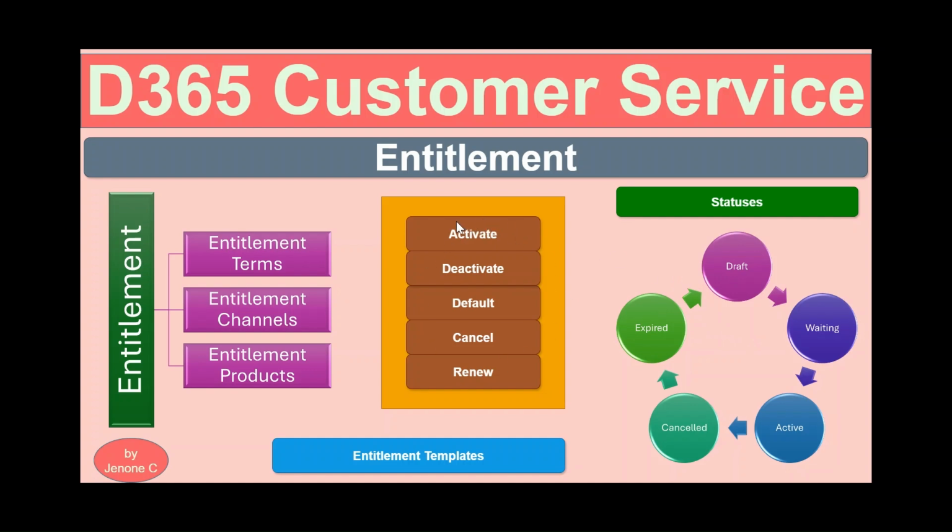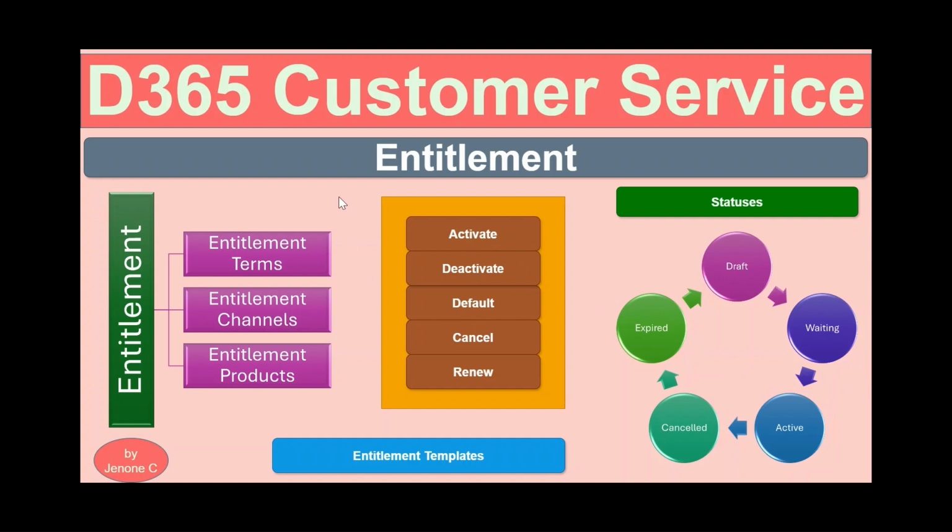And then at the center, I have given you a list of command bar actions that we can do from this entitlement. As I said, we have this activate button. When we click on the activate button, the status will be changed to either waiting or active. And then if we want to deactivate, we can just click on the deactivate button. And there is one more button called default.